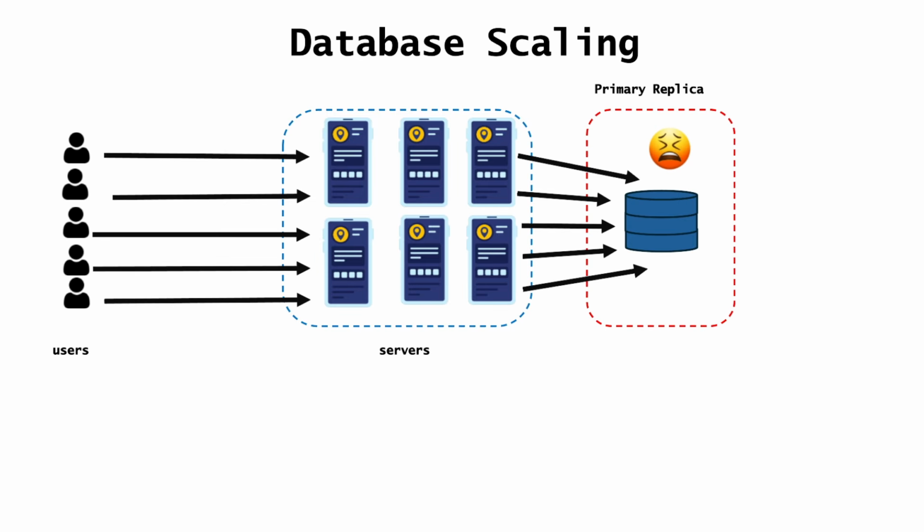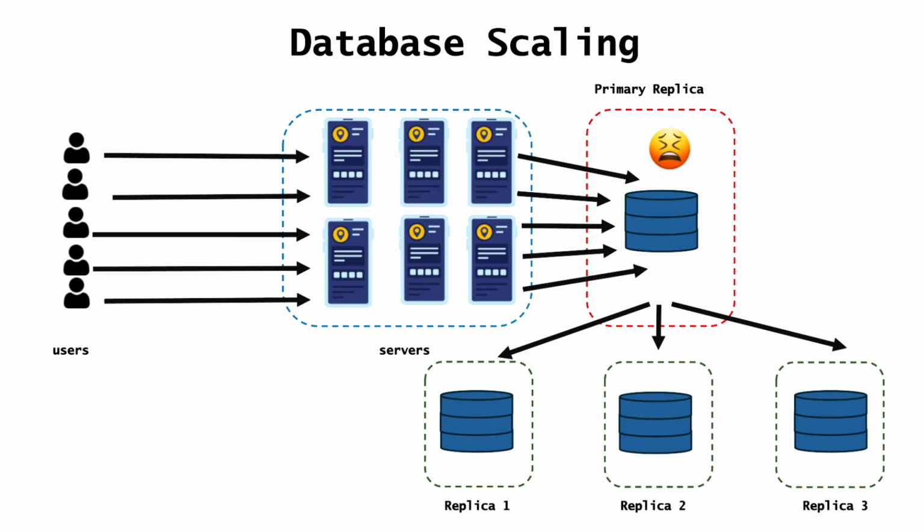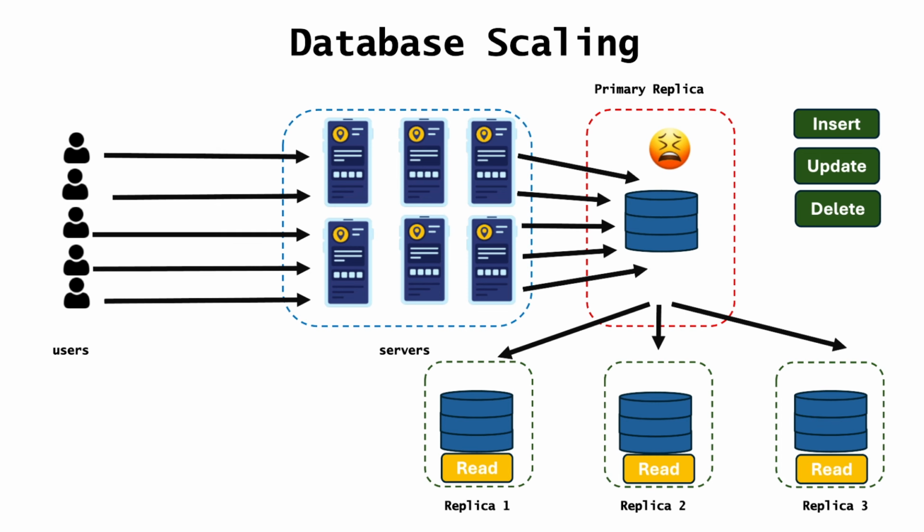This is where database replication comes in. Instead of having just one database, we create multiple copies, also called replicas. Typically, there's one main database, known as the primary or master, which handles all the write operations like insert, update, and delete. Then we have one or more replica databases, sometimes called read replicas, that receive a continuous stream of updates from the primary. These replicas handle read requests, fetching data for users, while the primary focuses on processing writes.